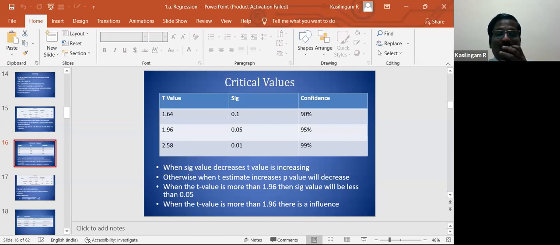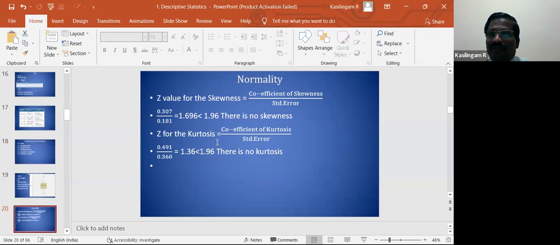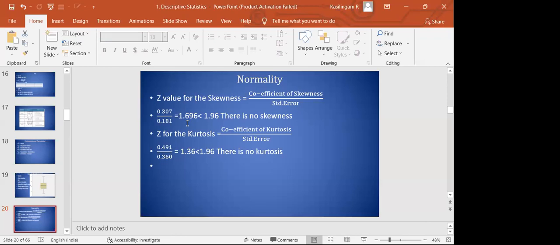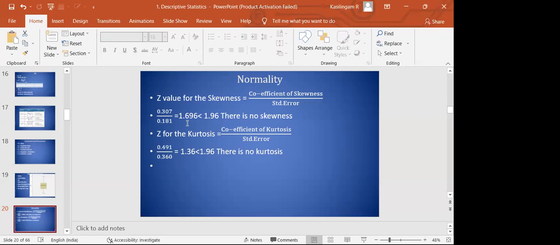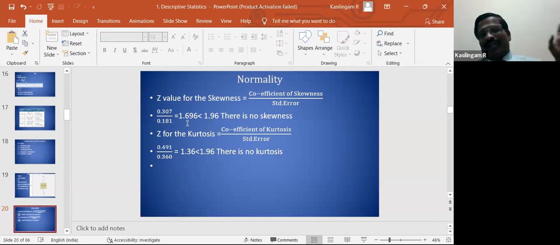Now let me go to my earlier version. When it is greater than 1.96, I have to reject the null hypothesis. Here it is 1.696. Is it less than 1.96 or more than 1.96, madam? Less than 1.96. If it is less than 1.96, then we have to accept the null hypothesis. What is the null hypothesis? There is no skewness. When we measure skewness, the null hypothesis is there is no skewness. So now we accept the null hypothesis, which means no skewness.